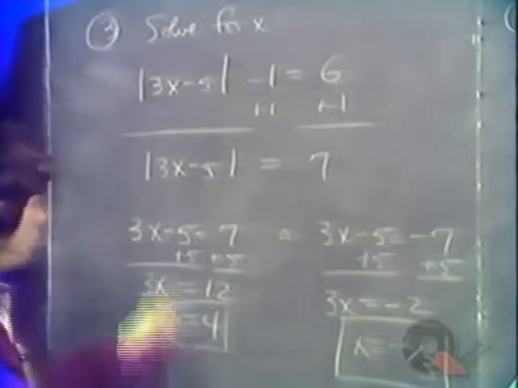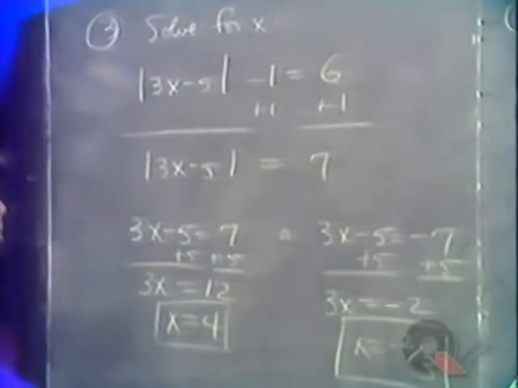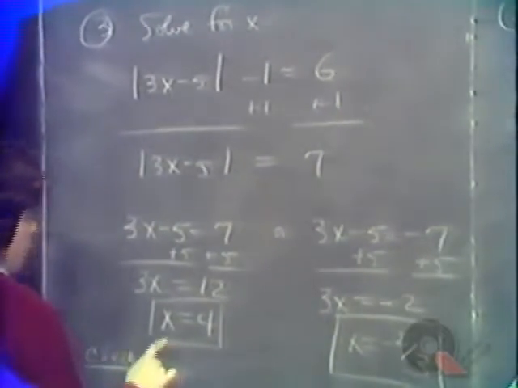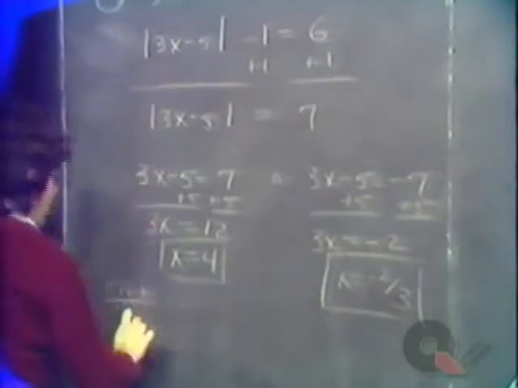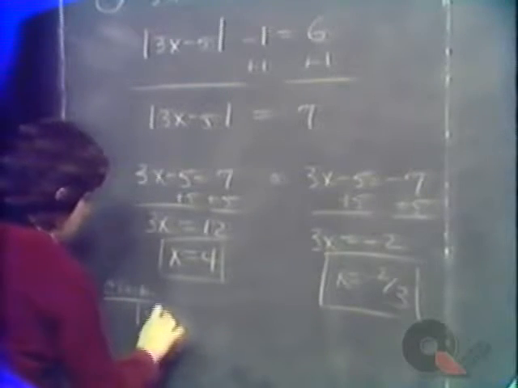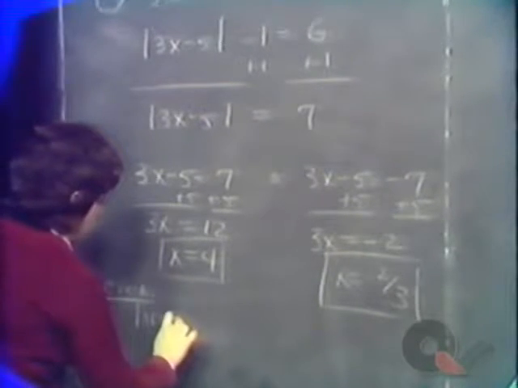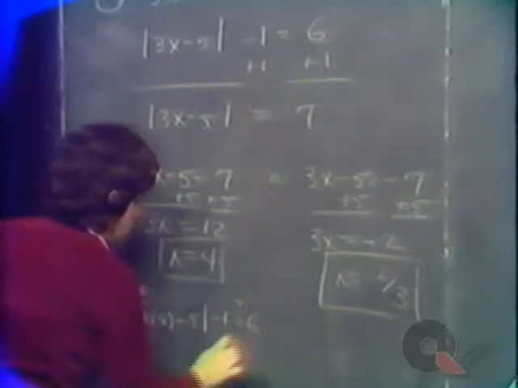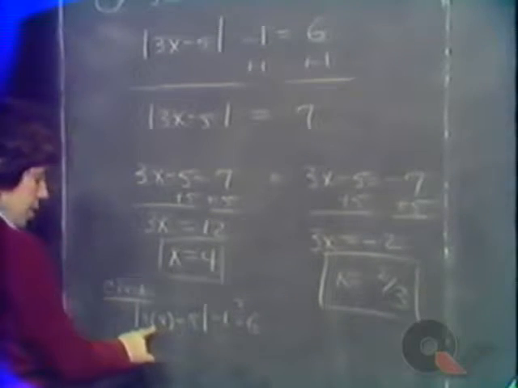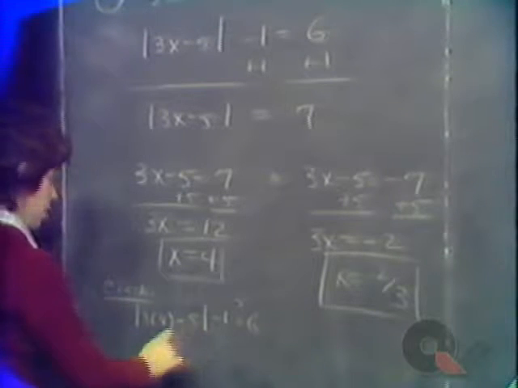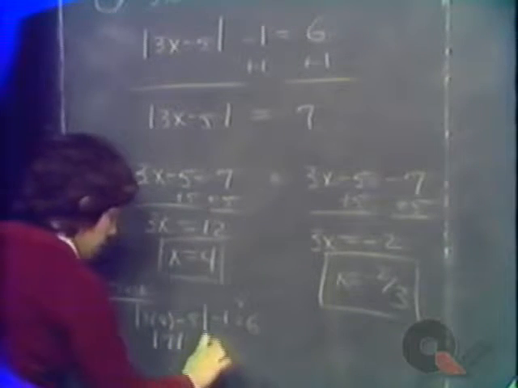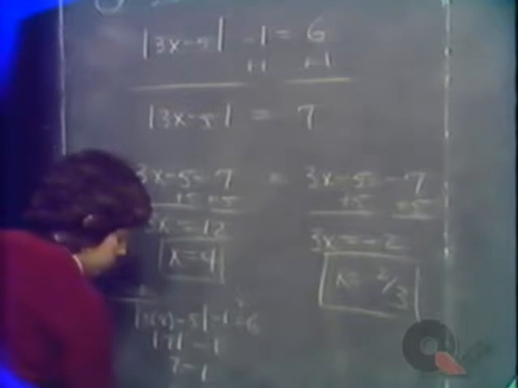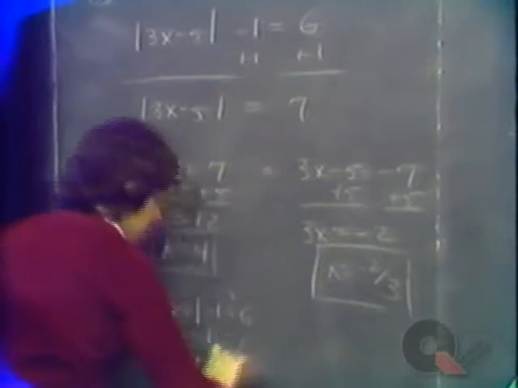And checking them, going back to the original equation, for x equals 4, you would get the absolute value of 3 times 4 minus 5, minus 1 should be equal to 6. And here you'd have 12 minus 5, the absolute value of 7, minus 1, and 7 minus 1 would give you 6, so it checks out.